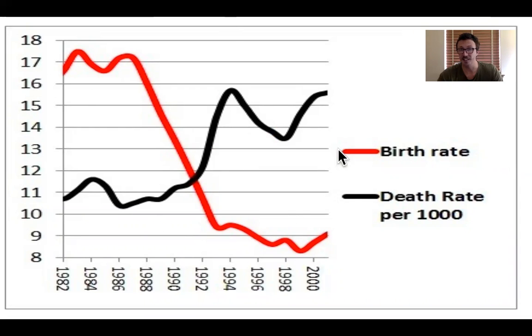Now, looking at this graph, what would we expect? Is this population going to grow, stay the same, or decrease? Put it in the chat right now. Looking based on this graph, is this population going to increase, decrease, or stay the same?